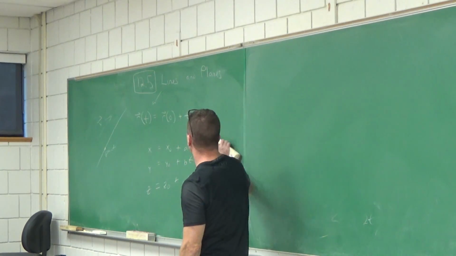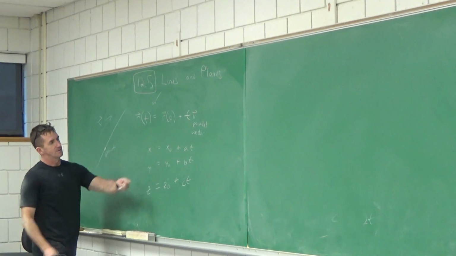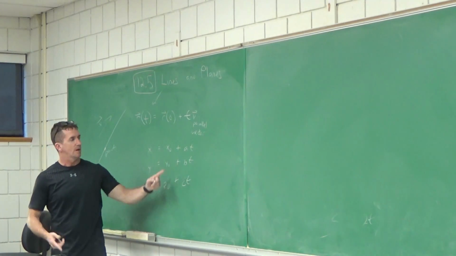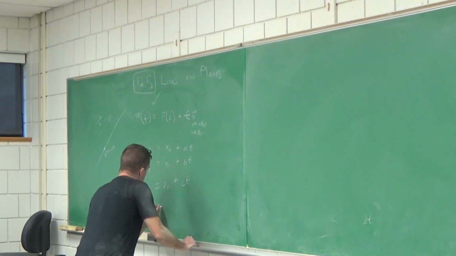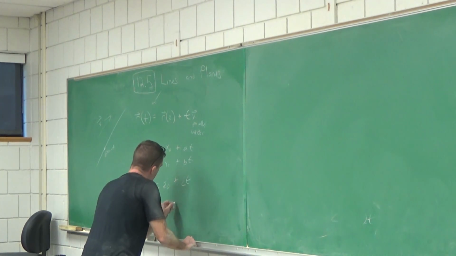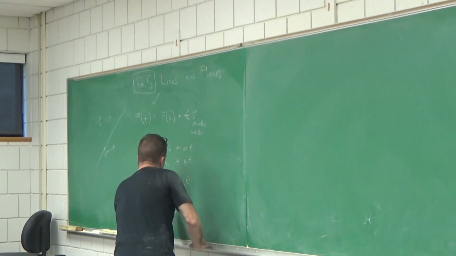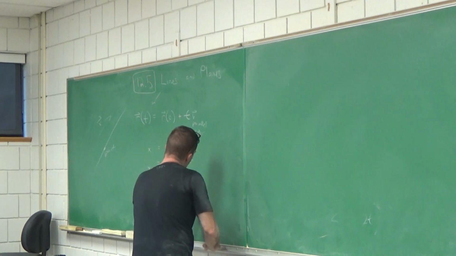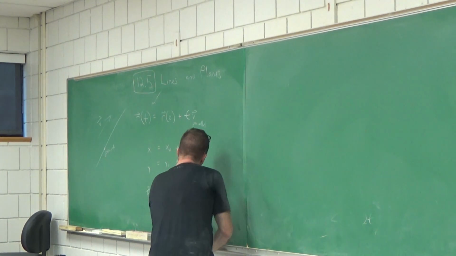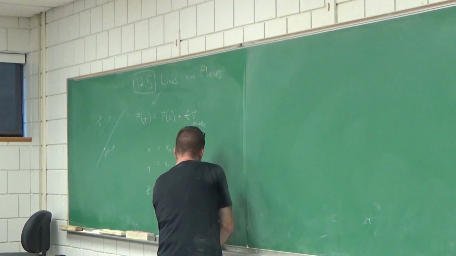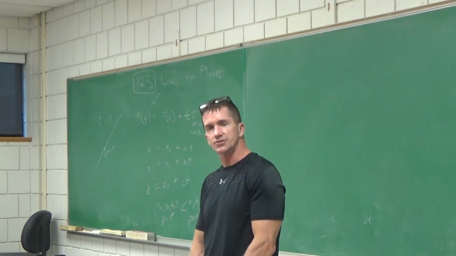x naught, y naught, and z naught. This would be the initial point, right? A, B, C would be the vector that's what? Parallel. So x naught, y naught, z naught is just one point that you got on the line. The A, B, C is the, what kind of vector? Parallel vector. It must be parallel to the line, right? And you can describe any line that way.